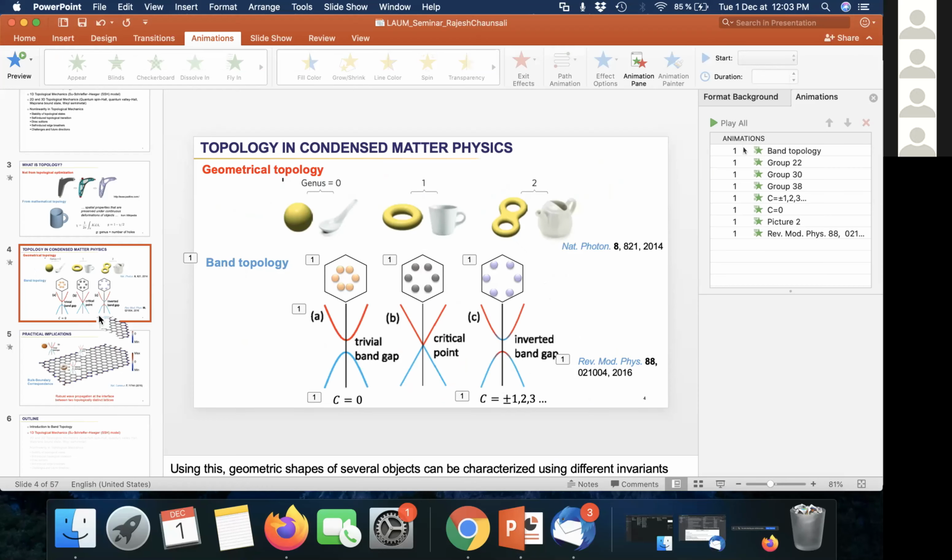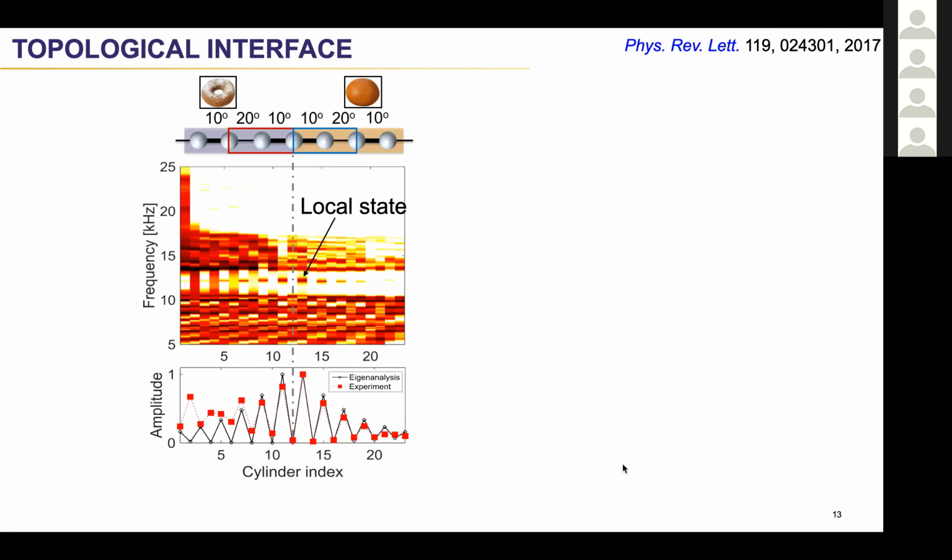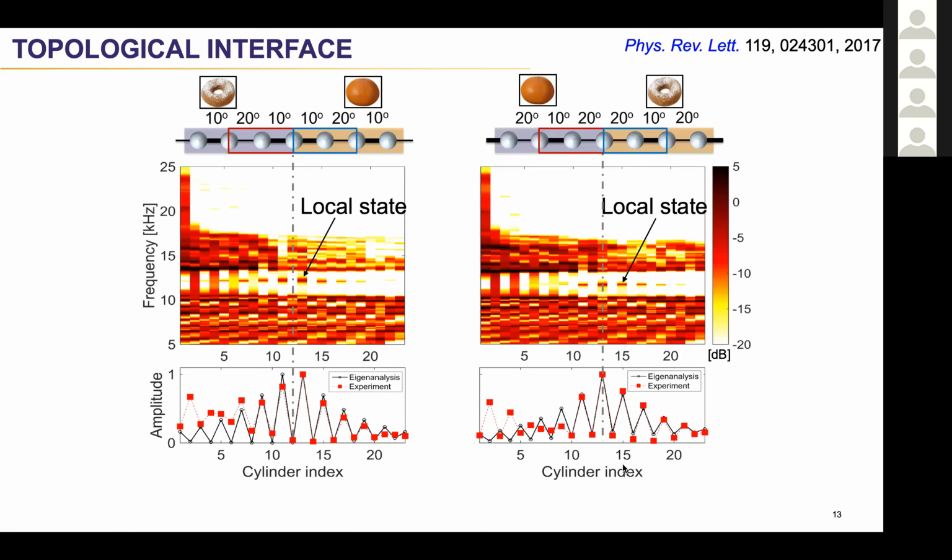Yeah. Hi. First, thank you very much for the presentation. So I just wanted to understand a bit more about these experiments. On the left-hand side, you have the non-trivial topological state on the left and the trivial one on the right, whereas it's the opposite on the right-hand side. But in the experiments on the bottom, it seems that the discrepancies between the eigenanalysis and the experiment are only located on the left-hand side on the cylinder index. Can you explain why?